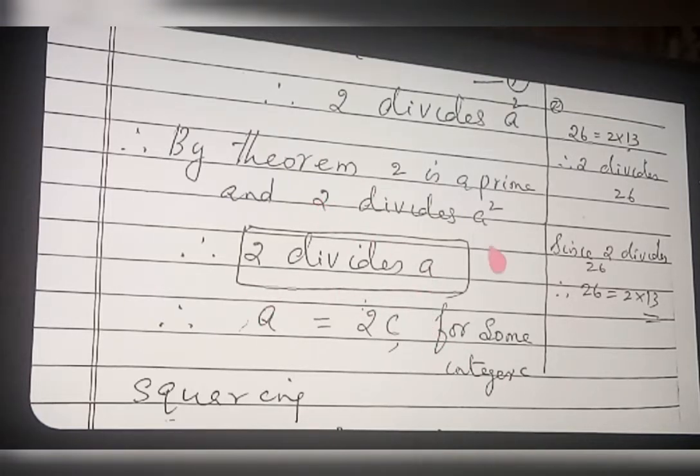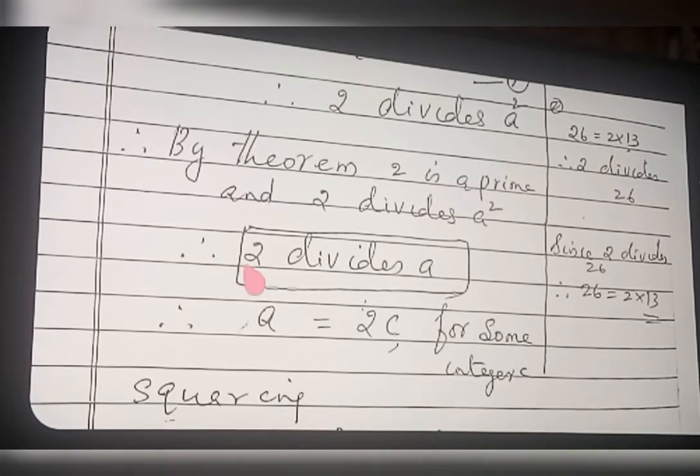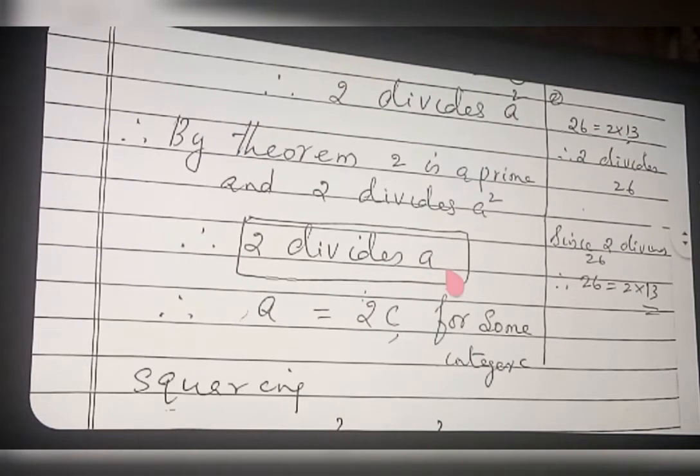So 2 divides a square, therefore what is written? 2 divides a, by the previous result. 2 divides a, the meaning is that a is divisible by 2. Therefore you can write a is the product of 2 and some other number. So you got now 2 divides a. In the same way you want to prove that 2 divides b. That is why, for some integer c. Clear? So square them.